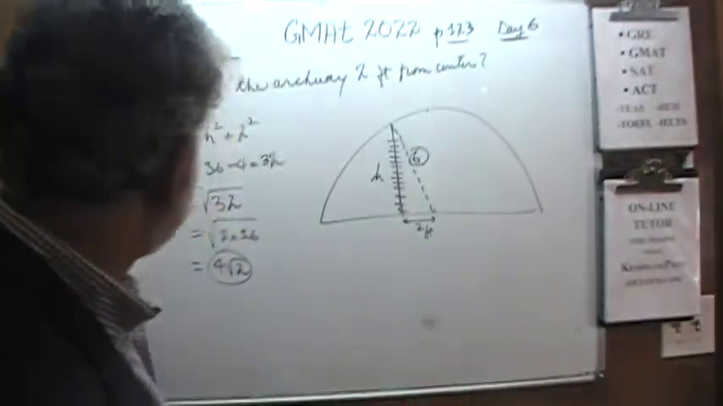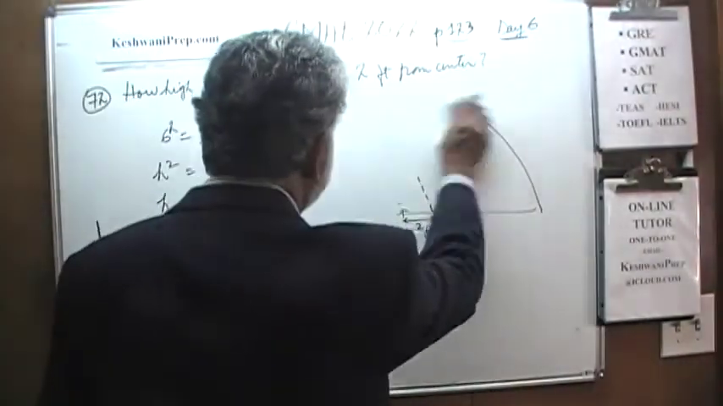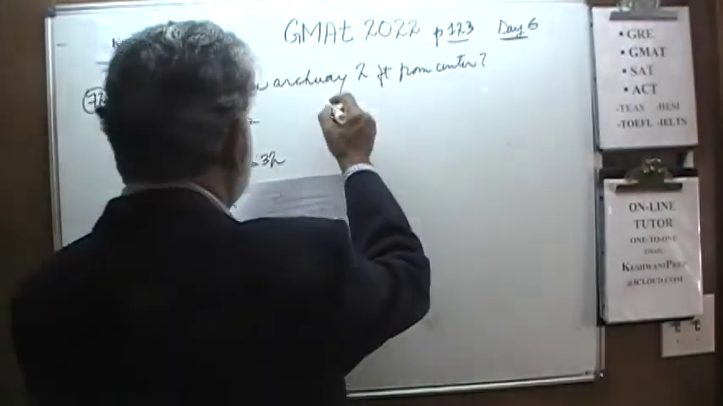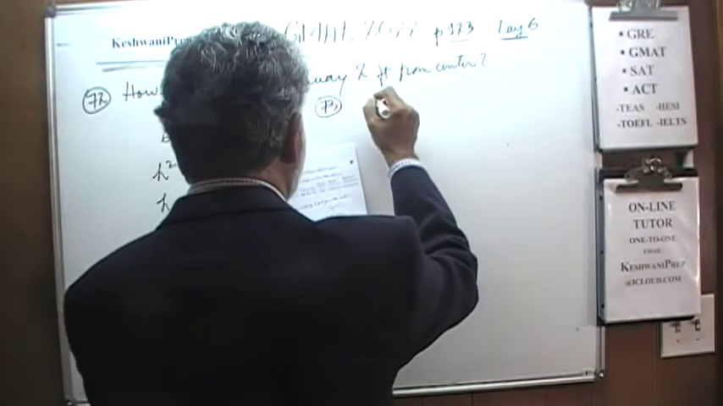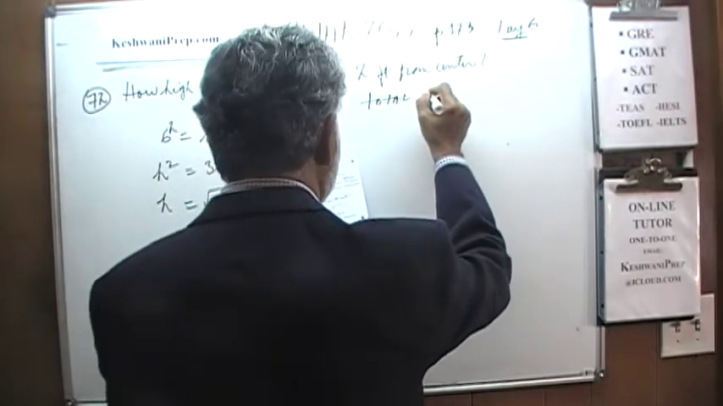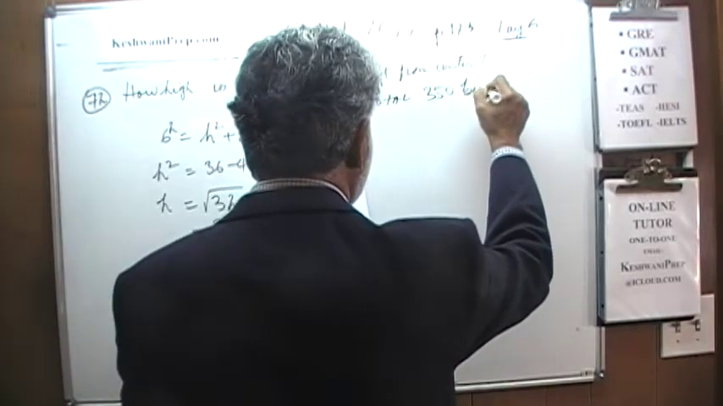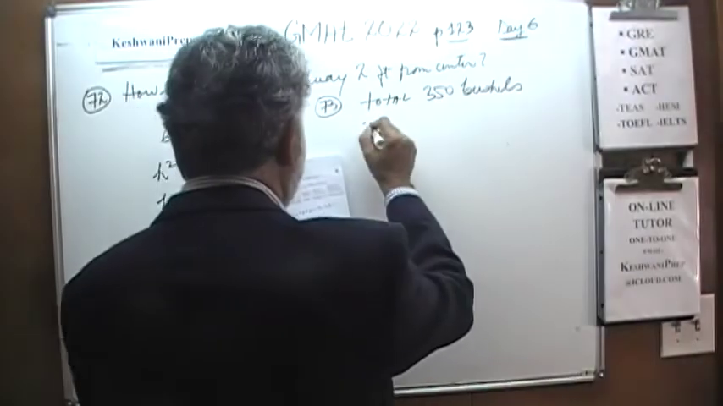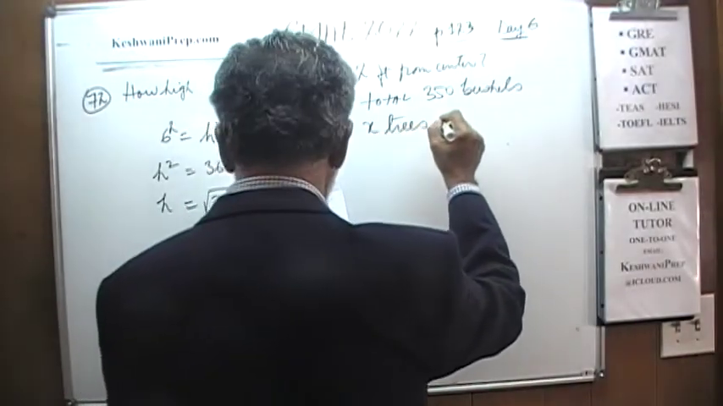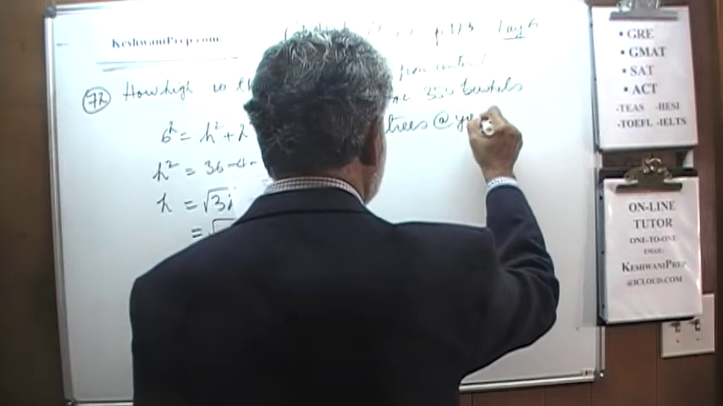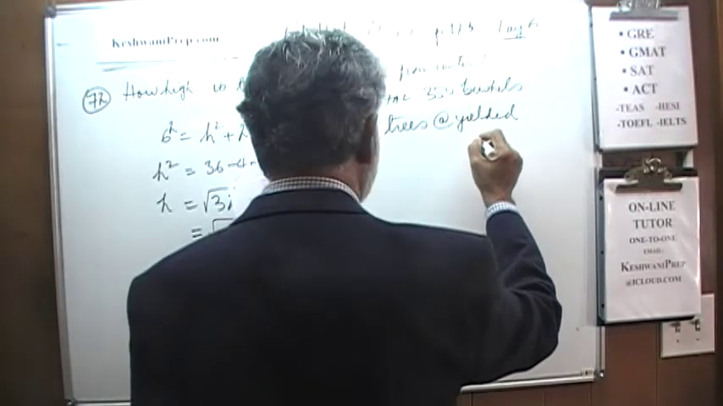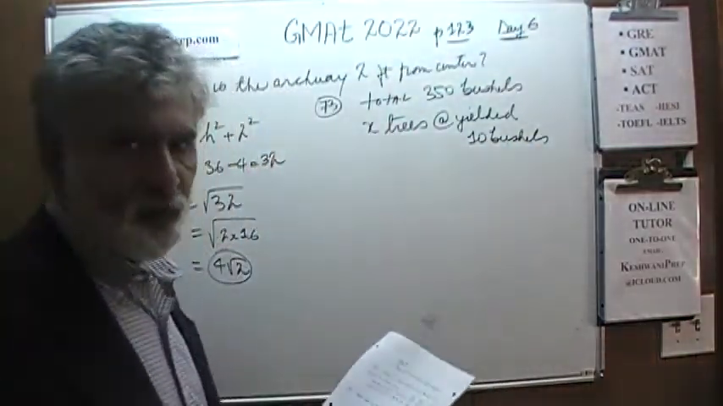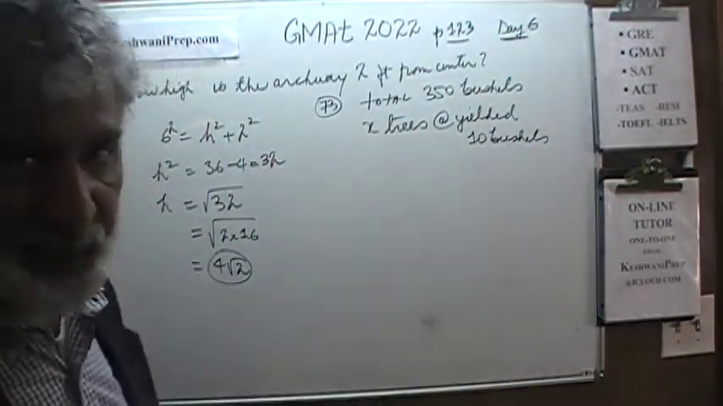Number 73. In number 73, we are told that we have a total of 300 bushels of harvest. And we are told that X trees each yielded 10 bushels. The question is, what's the share of the yield from these X trees?